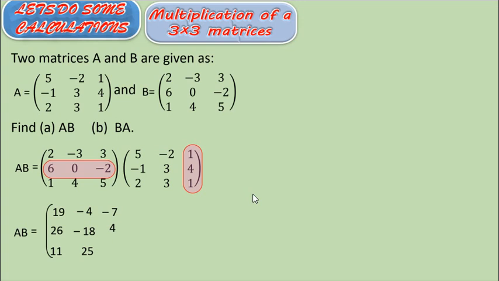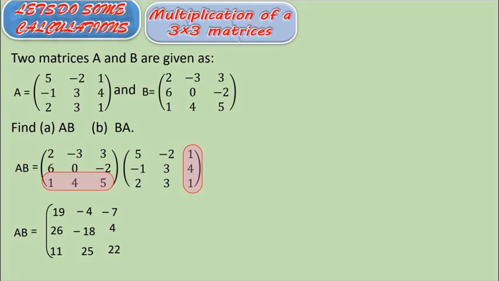The answer you get will be 4 if you have done it very well. Then we move to the last one, row 3, column 3. So what do you get there? The answer you get, as you can see, is 22. Of course, if you are wondering how you get the 22, let me show you again.